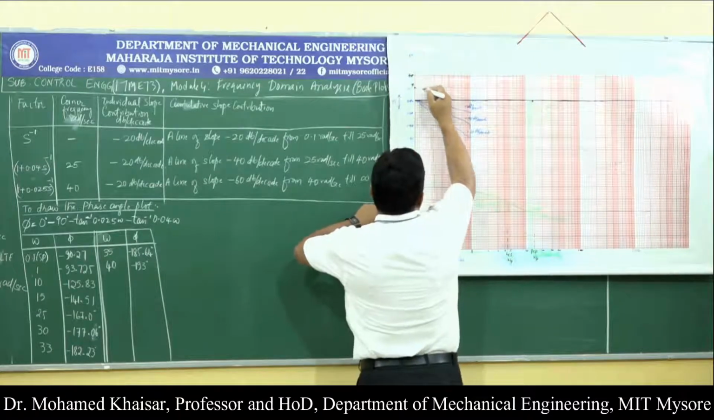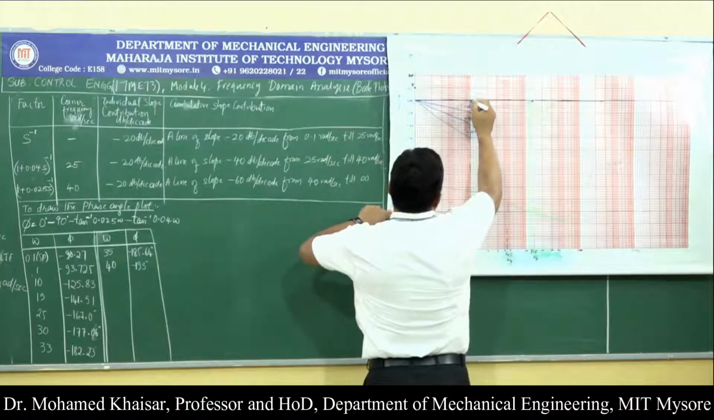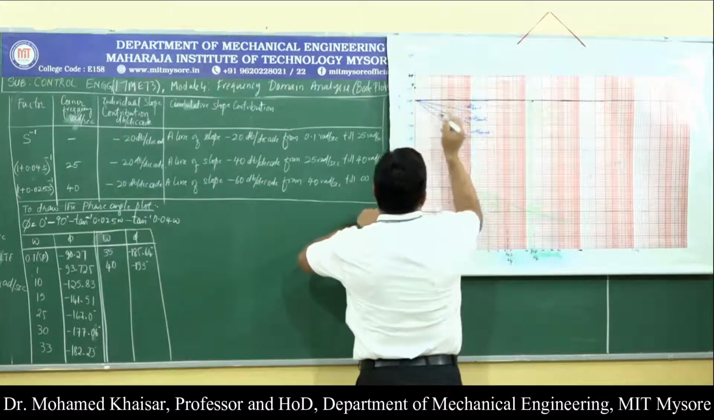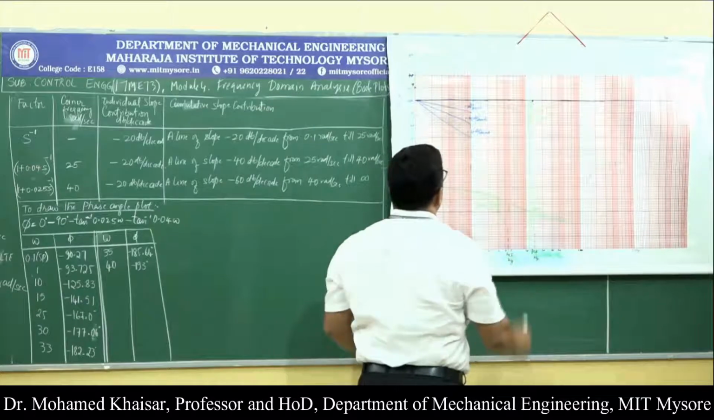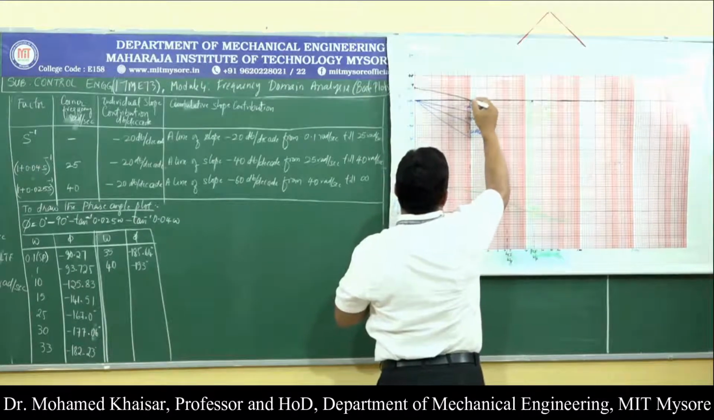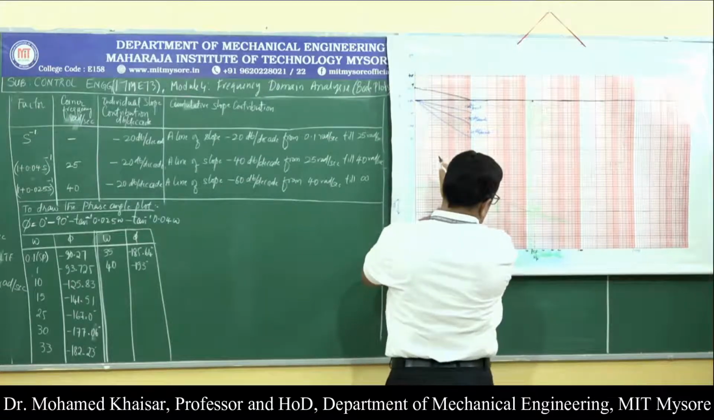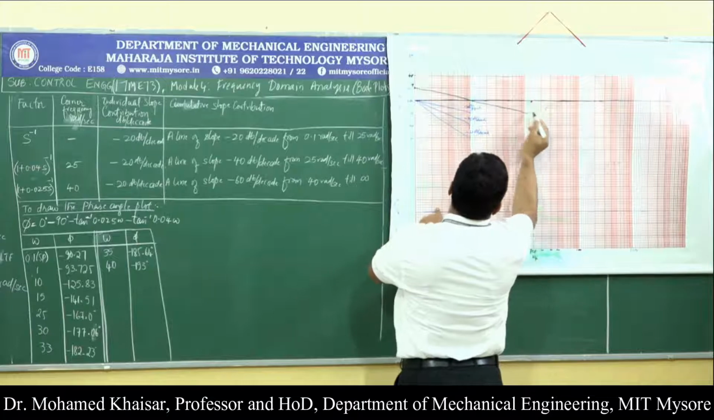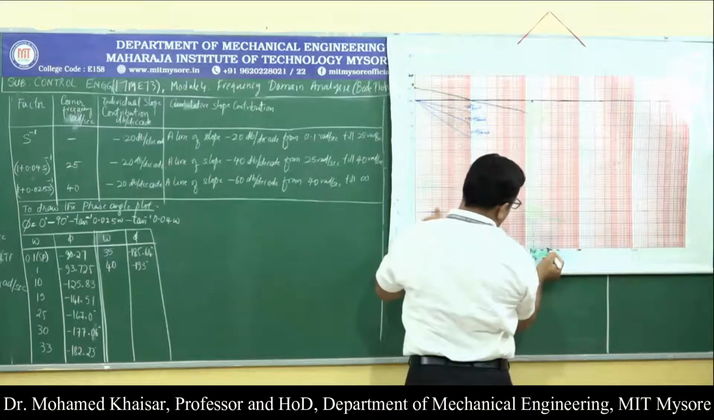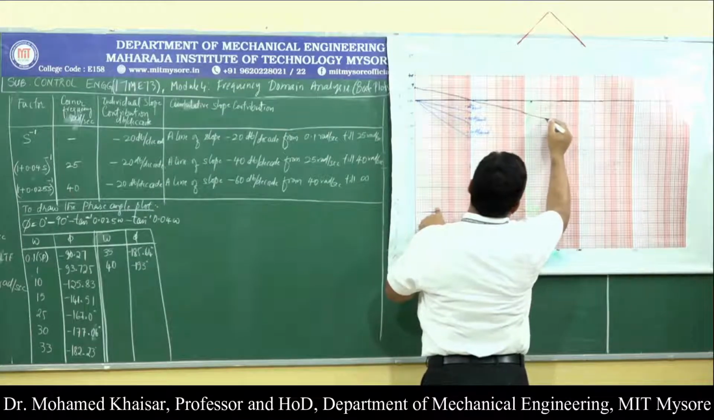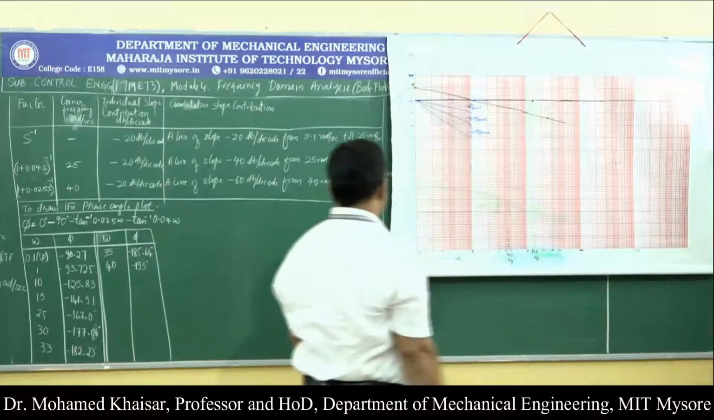So from here I have to draw a line which is parallel to this line, then it will become a line of slope minus 20 decibels per decade. So I will draw the line over here. 25 comes somewhere here, and till here the line has to be drawn.